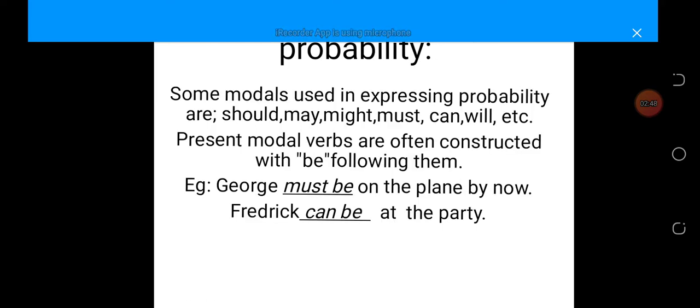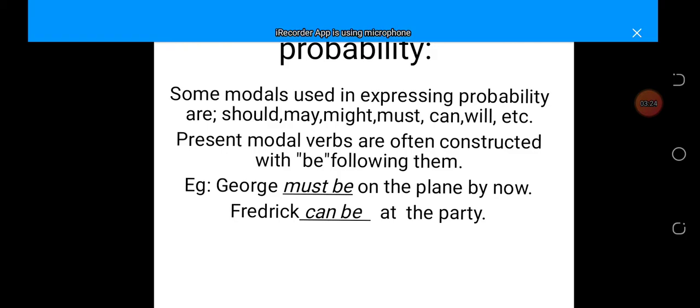Modals used in expressing probability: maybe, it may happen, it may not hold. Some modals used in expressing probability are should, may, might, must, can, will, etc. Present modal verbs are often constructed with be following them. So usually when these modals are used in expressing probability, they come with the word be. Let's look at the examples below.